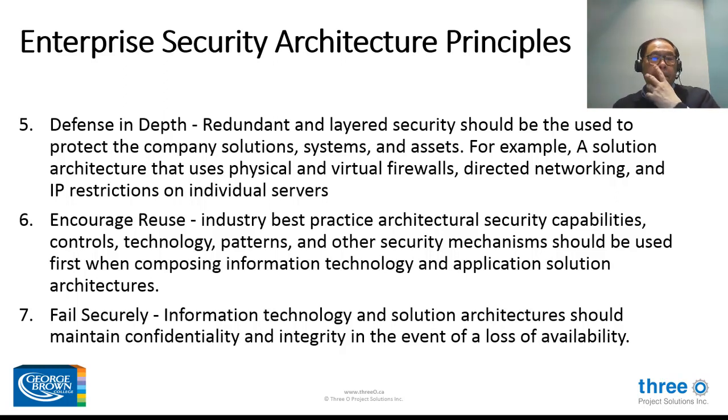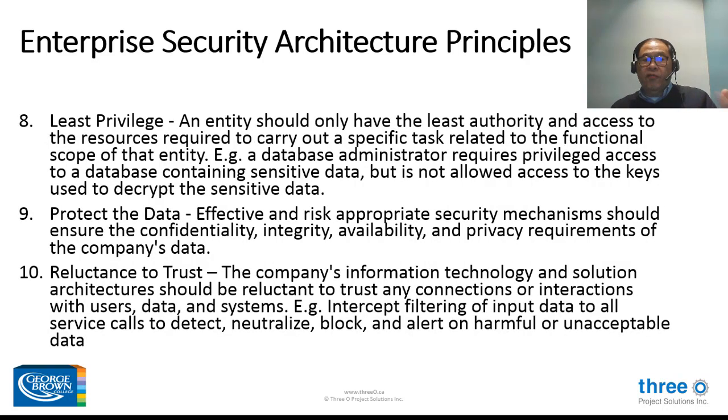Okay, number 7, fail securely. Information technology and solution architects should maintain confidentiality and integrity in the event of loss of availability. So when availability is lost, you lock it down so that it will fail securely, so it will not fail open. Unlike fire and personal safety, when there's an alarm, you open the door for people to evacuate. But in an information system, when there's danger, you close it up, you lock it down rather than wide open for people to use it. You lock it down. So that's fail securely.